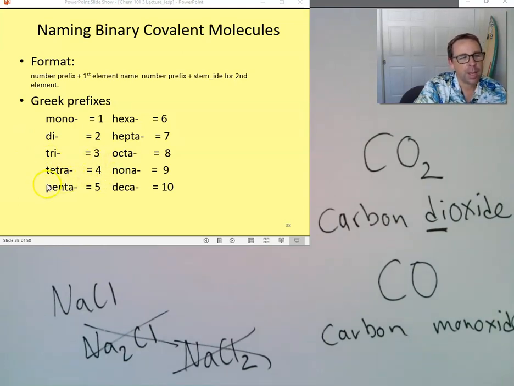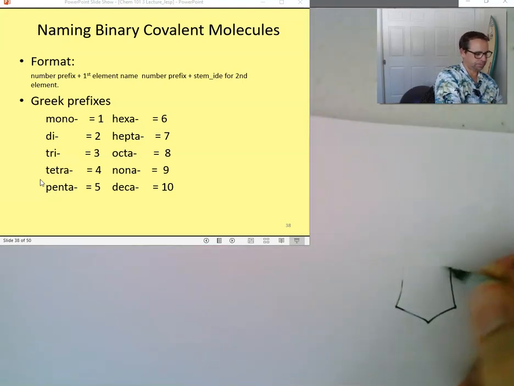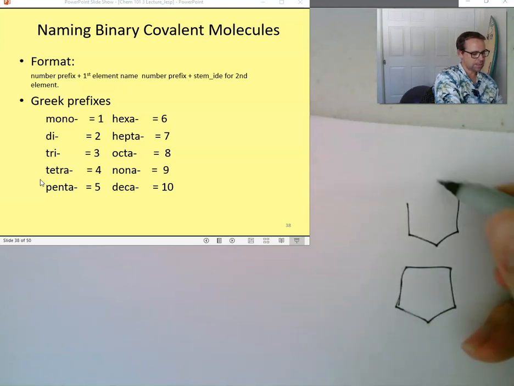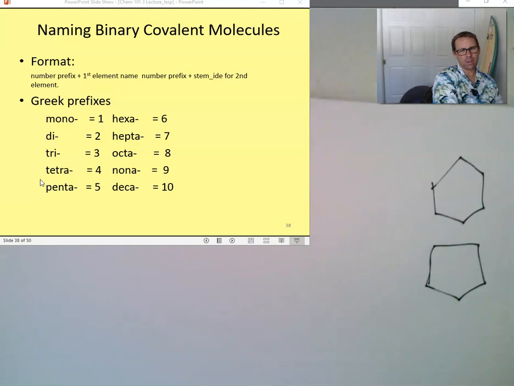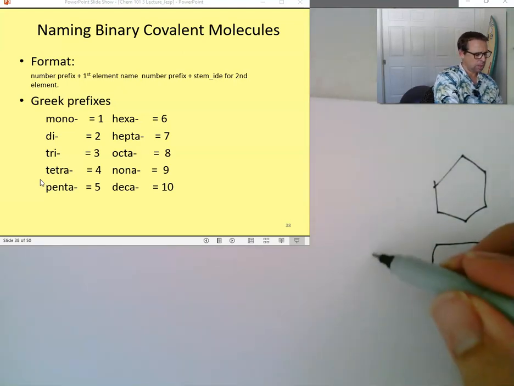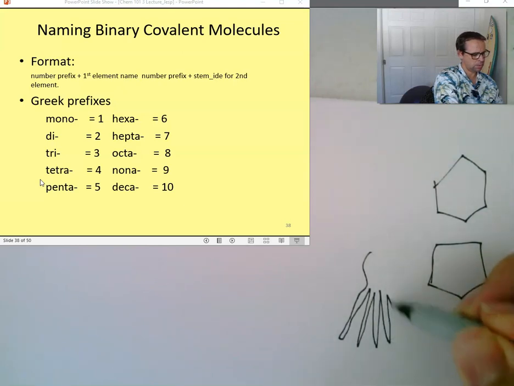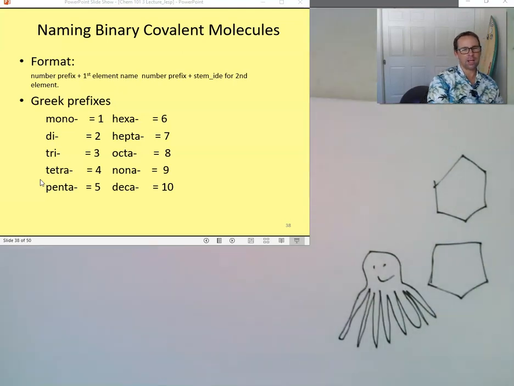All right? Penta, a lot of people have heard of a pentagon. That's a 5-sided figure, right? So there's our pentagon. Hexa, that's a 6-sided figure, hexagon. Hepta is not one that people are very familiar with, but octa, what am I drawing here? Octopus with 8. Yeah, octopus. All right.